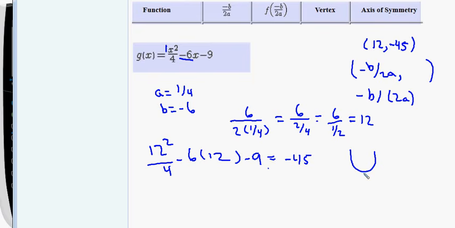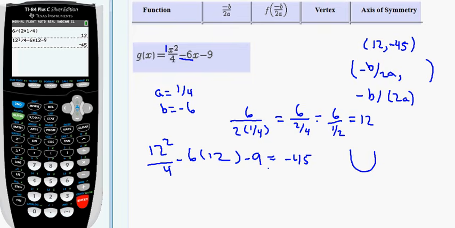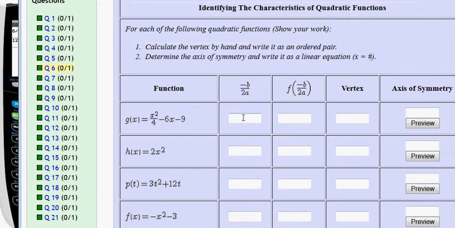The lowest point on the parabola is going to be (12, -45). So at this point, we don't need to actually graph it on the calculator. Maybe stay to the end of the video and I'll graph it for you to show that that's a plausible answer. For now, I'm just going to go back to Math AS and type in what we got.